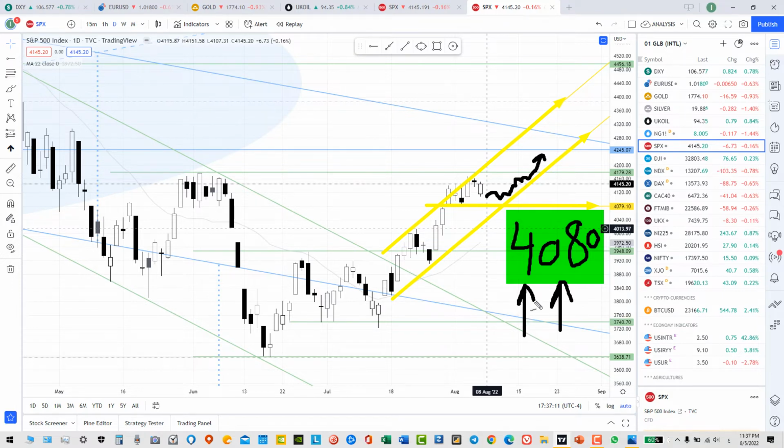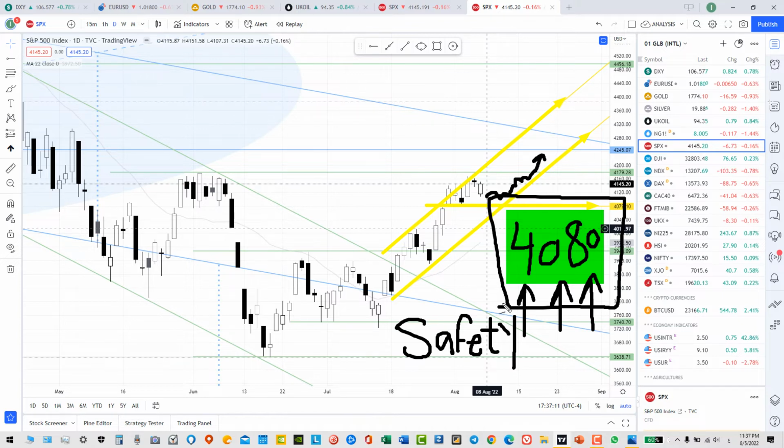So keep in mind, this is our stop loss level. You may name it your safety level, and the ultra short term view is considered okay, relatively positive, as long as we are above 40.80. Any break below this level will be considered negative.